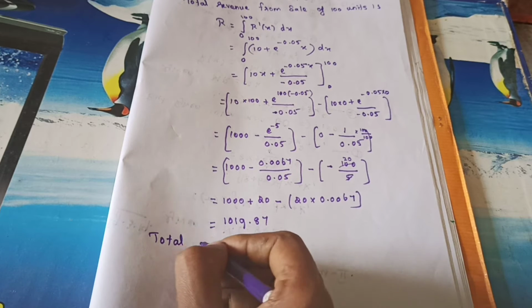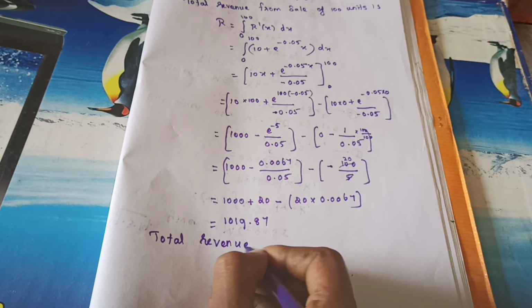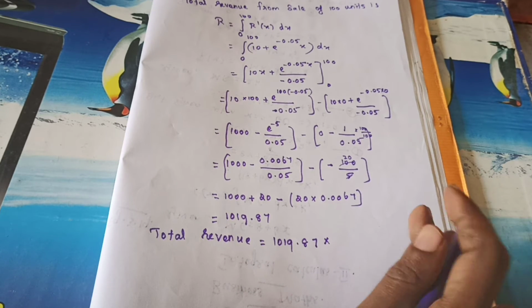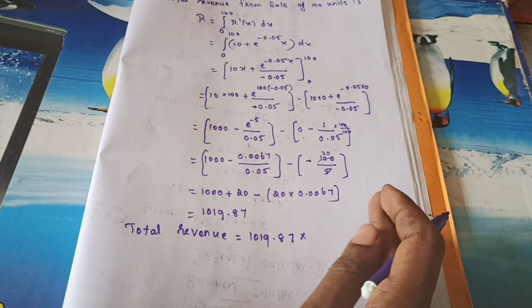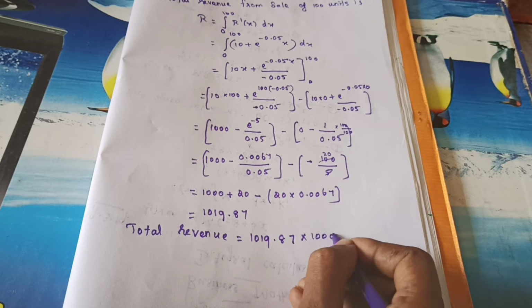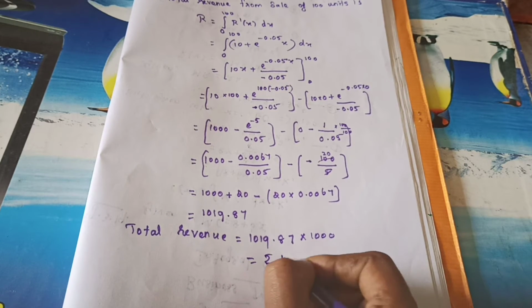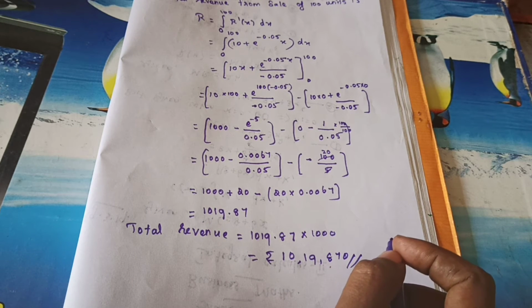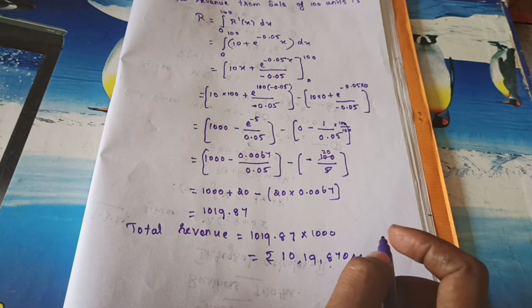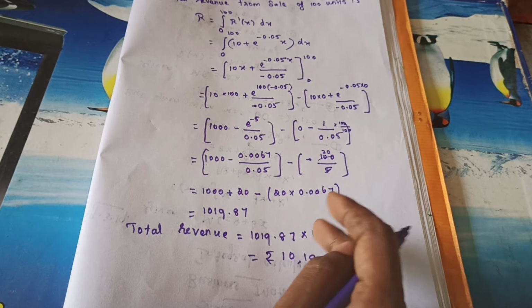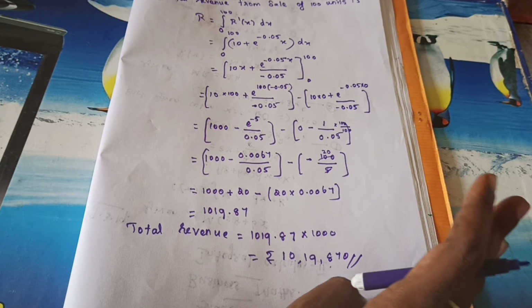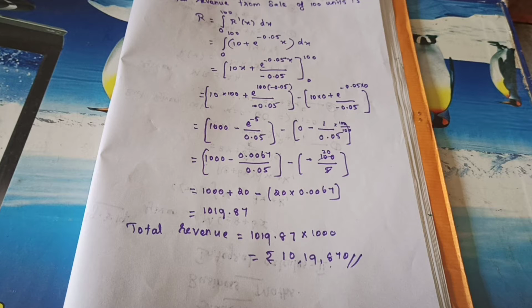So we need to find the total revenue. We got 1019.87 into total revenue, is it right? So total revenue means into how much will you multiply? 1000. That's equal to rupees 1,019,870. This is the total revenue. Understand, students? All of you got it? In your question they gave the marginal revenue in thousands of rupees of a commodity, so multiply by 1000 to get the answer. Understand? Okay.